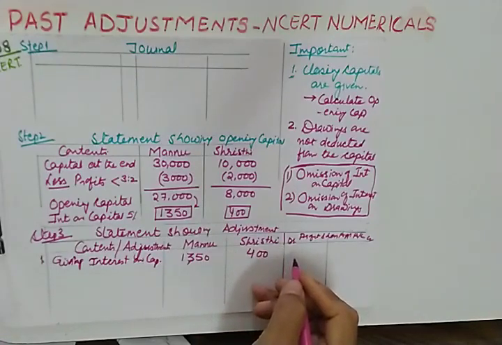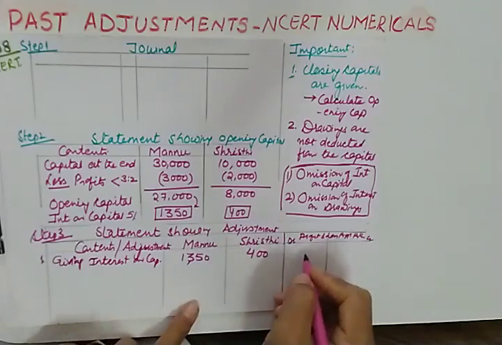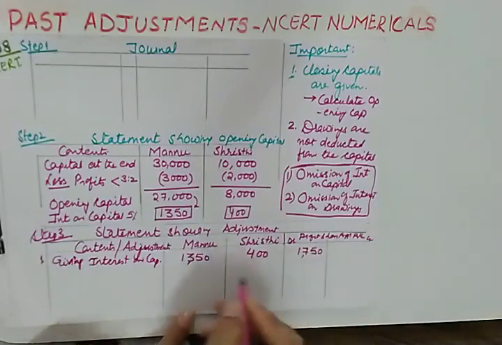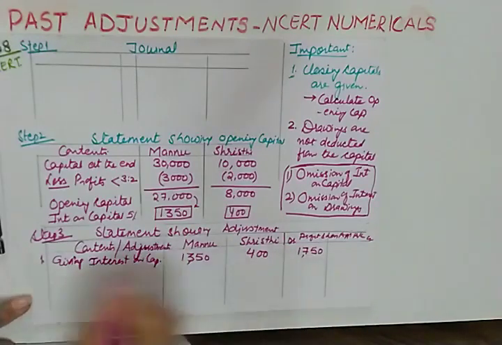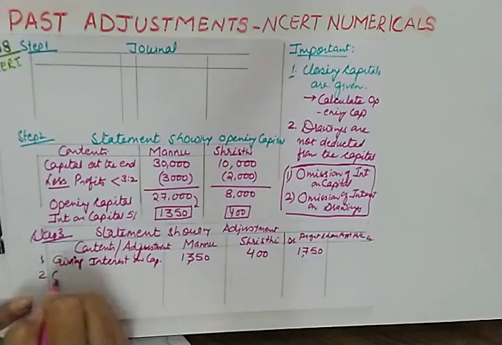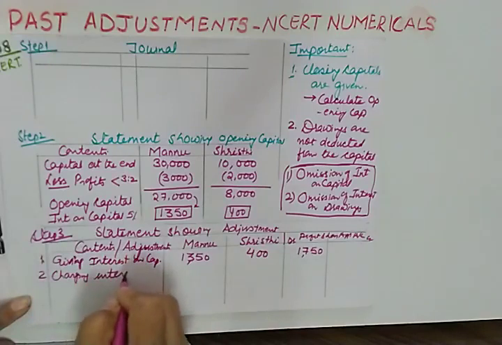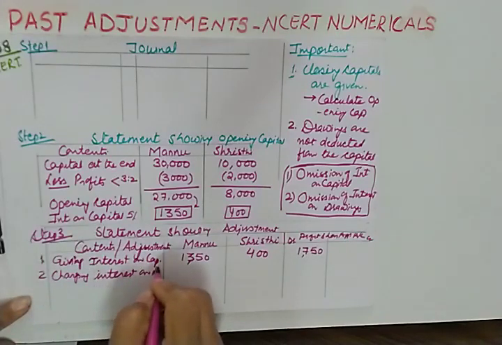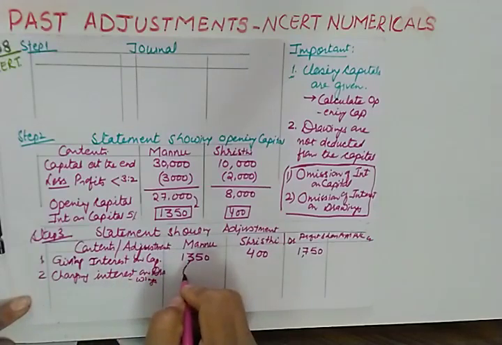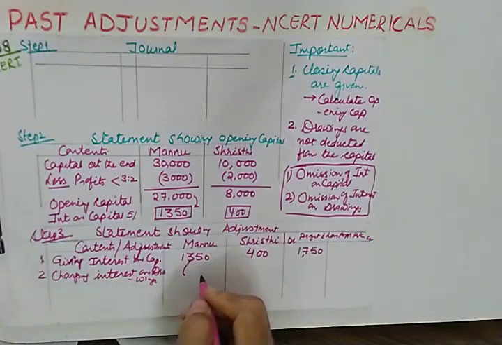Then next is, if you provide this full interest on capital, then it will be recorded on the debit side of profit and loss appropriation account. Second item is, you are charging interest on drawings. So interest on drawing is a negative item. How much interest on drawing? Interest on drawing on average basis for 6 months.